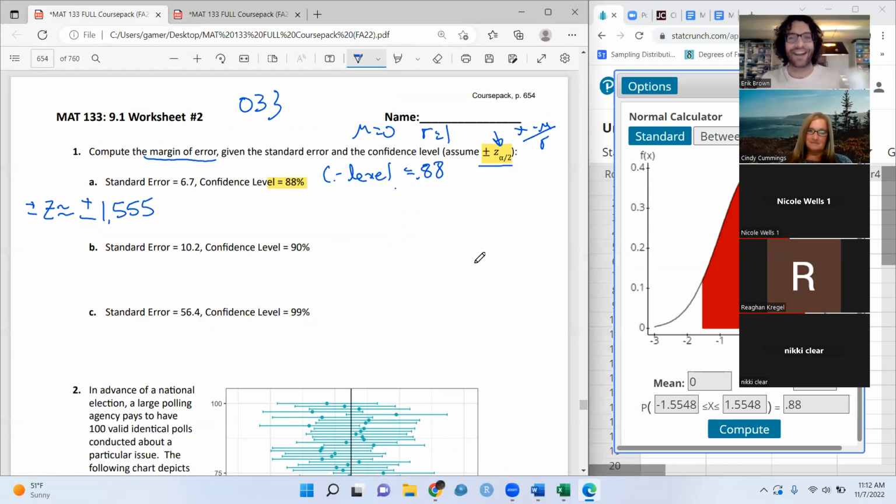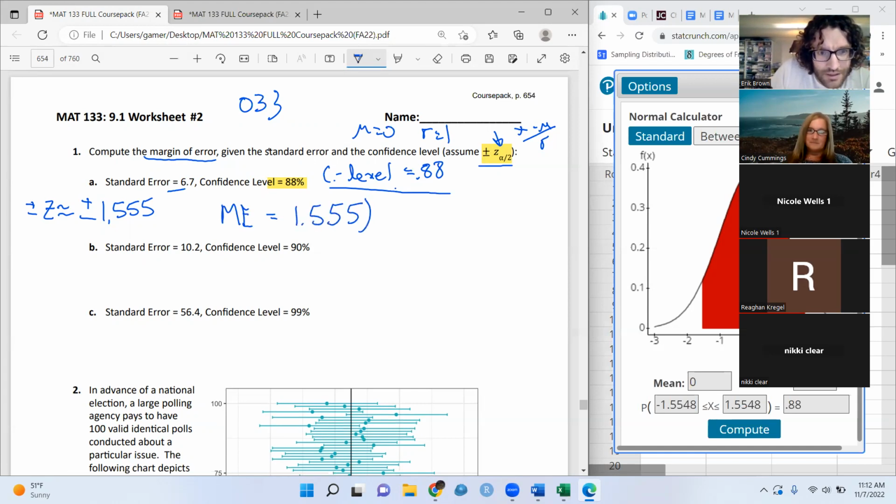Yes, right. We just calculated the critical value using this. We were given the standard error. So the margin of error is, easy there, the critical value, we'll use the positive version, times the standard error. That's it. That's the margin of error.